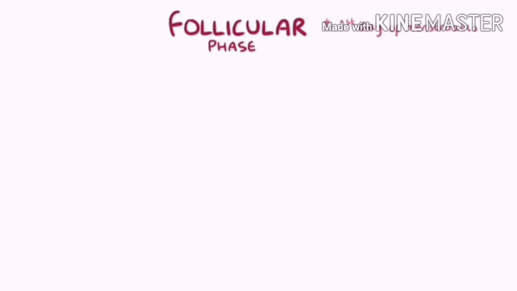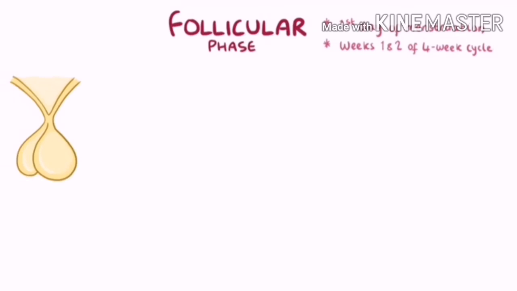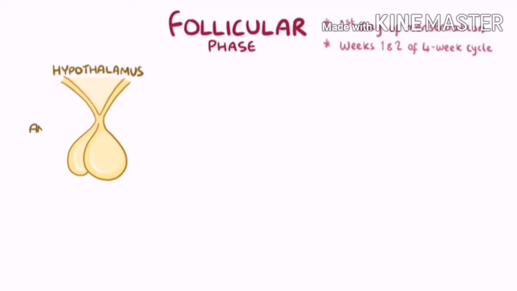So let's first focus on the pre-ovulatory period, starting with the ovarian follicular phase. This phase starts on the first day of menstruation and represents weeks 1 and 2 of a 4-week cycle. The whole menstrual cycle is controlled by the hypothalamus and the pituitary gland, which are like the masterminds of reproduction.